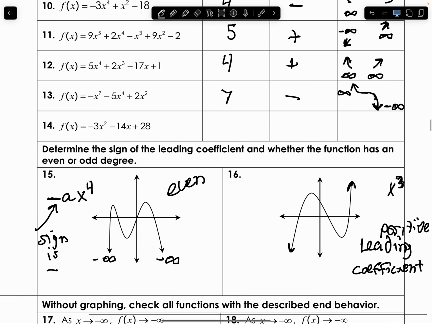Hold on a second. We said it's an odd degree. It's an odd function. One's going up, one's going down. And this should remind you of the standard parent function of the cubic function, which starts down low and goes up high, similar to number 16. So you know that this is a positive x cubed function, right?